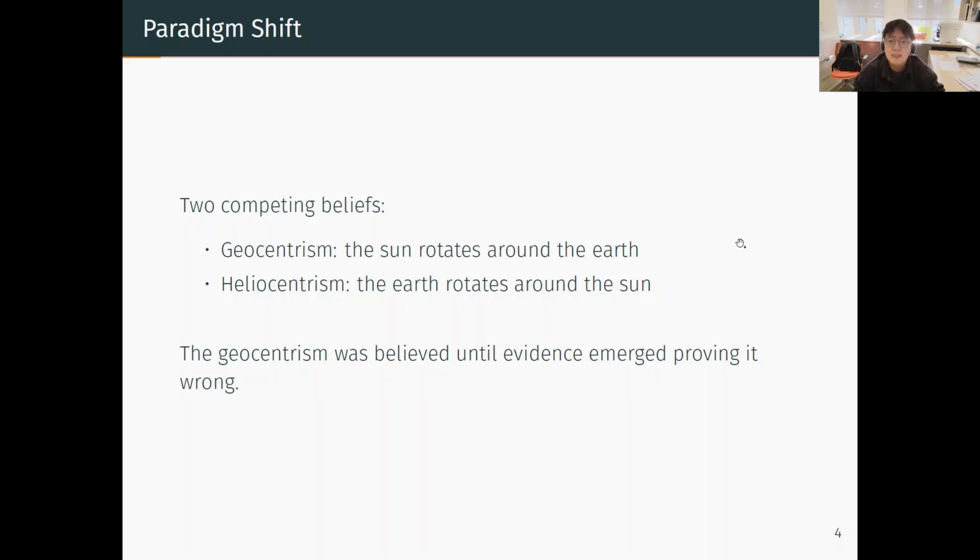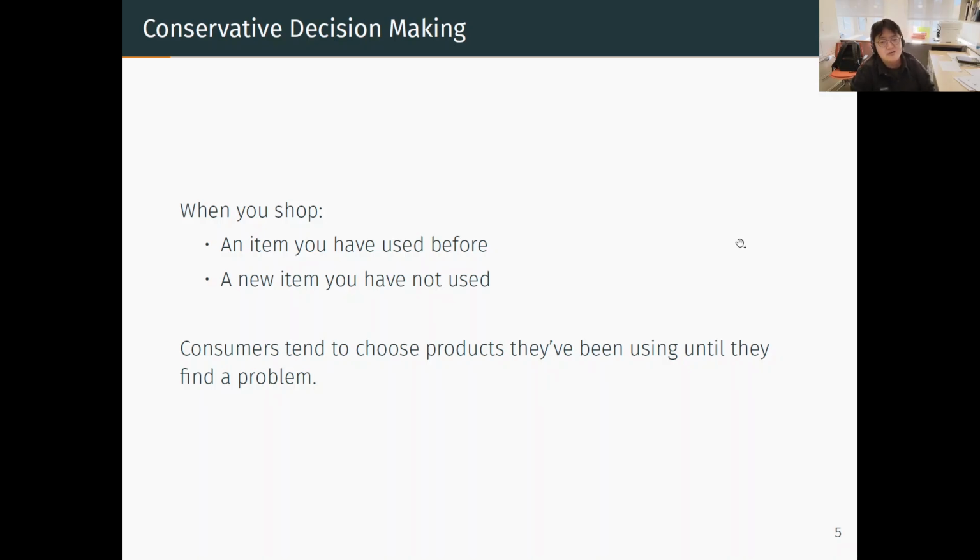Okay. And the third example I'd like you to think about is your decision making, your shopping habit. When you do shopping, you tend to buy the same item you are using, unless you are not satisfied with it, right? So typically, consumers tend to choose the same products they have been using until they find some problem with the product they are using, right? You know what I'm saying, right?